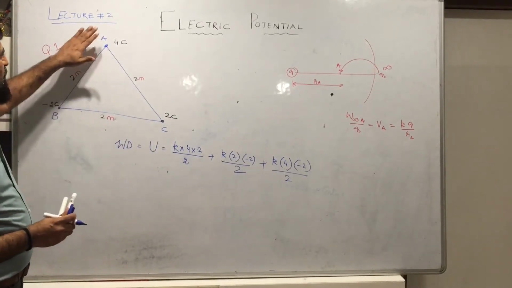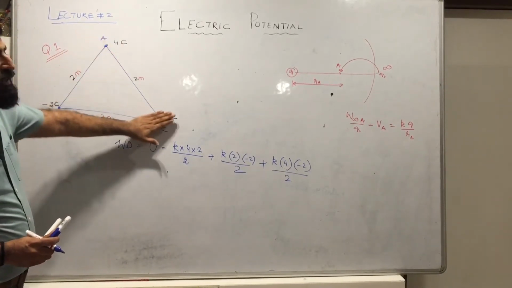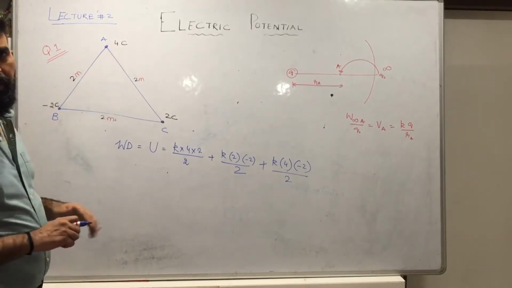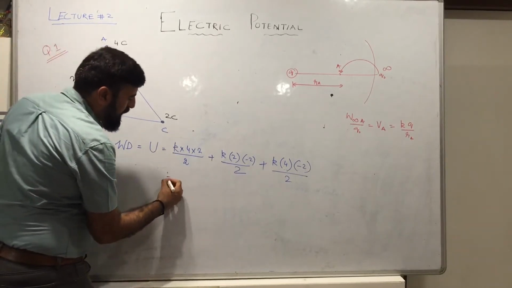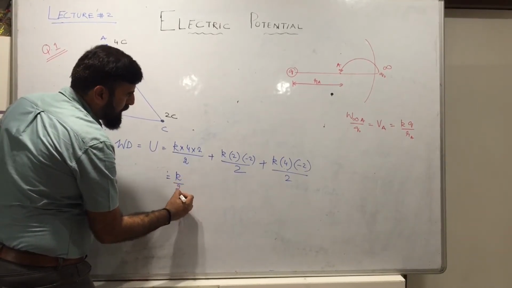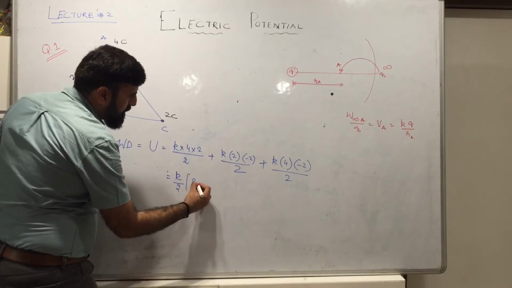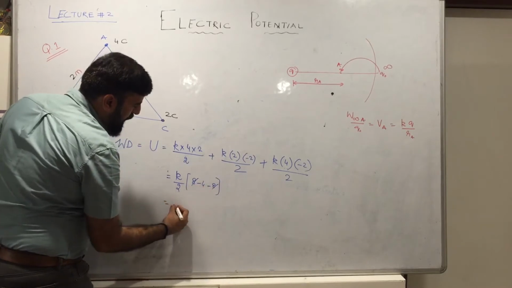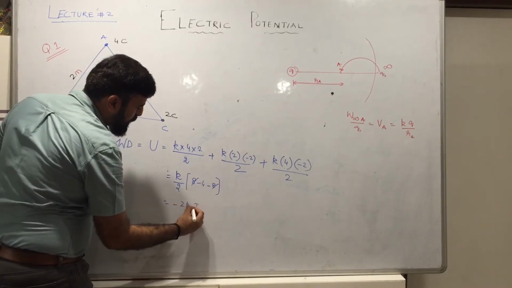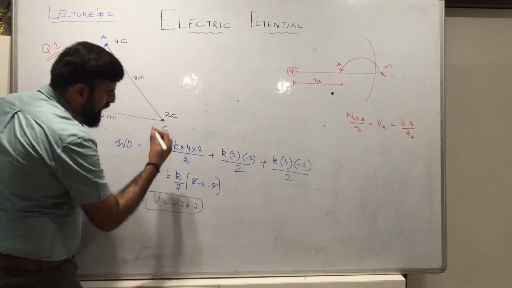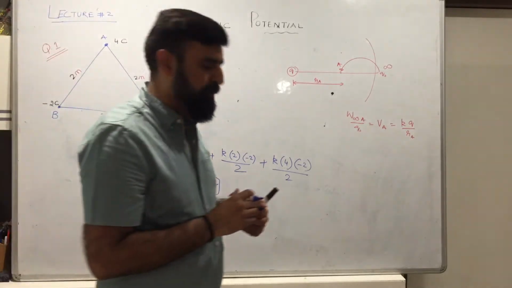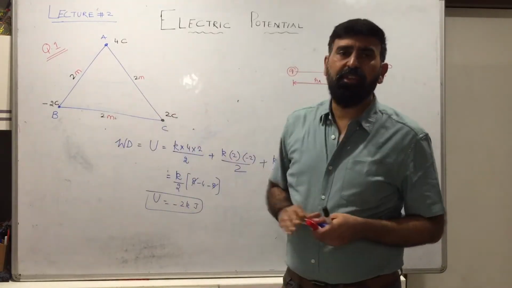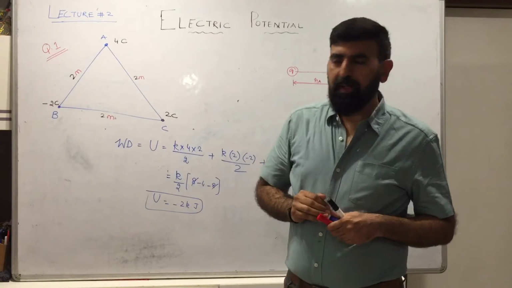So when we find potential energy, we find the potential energy between A and C, between C and B, and between A and B, and add them up. Let's see the result. K common, 2 common. This is 8 minus 4 minus 8, which gives me minus 2K joule, the potential energy of the system. This is the work done by an external force to keep these three charges stationed at the vertices of a triangle, isn't it?